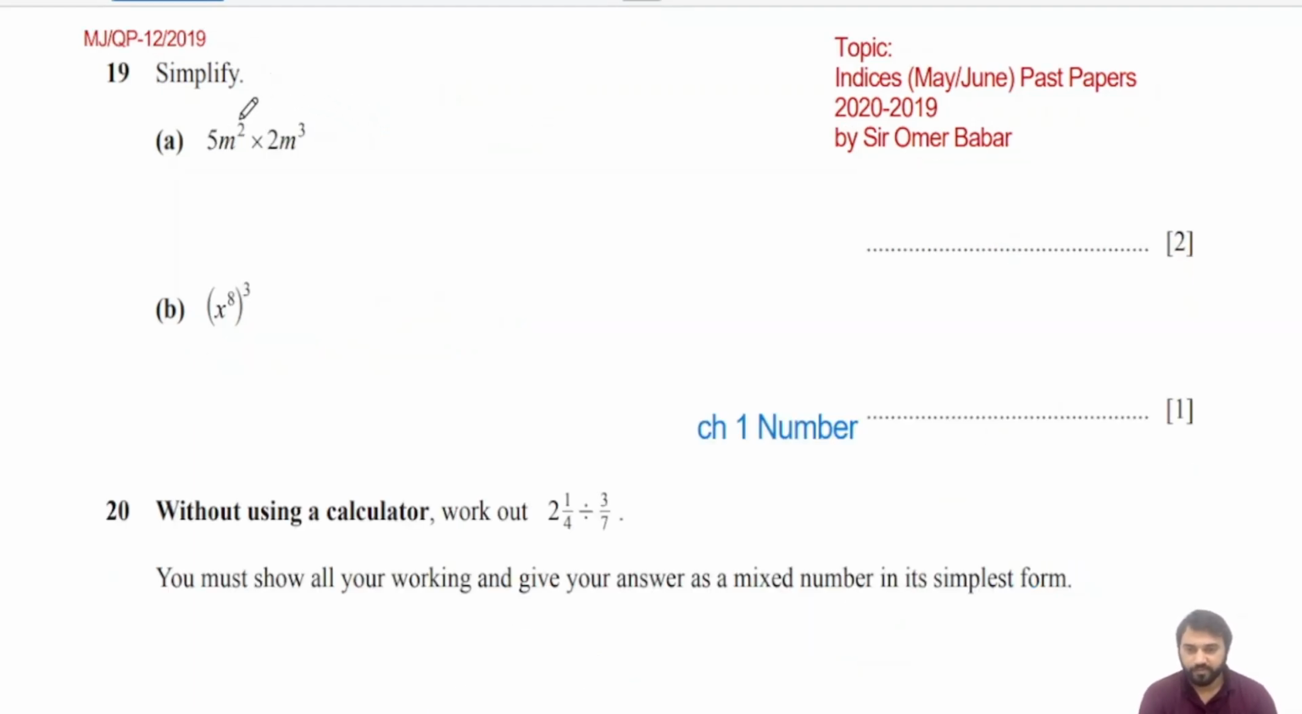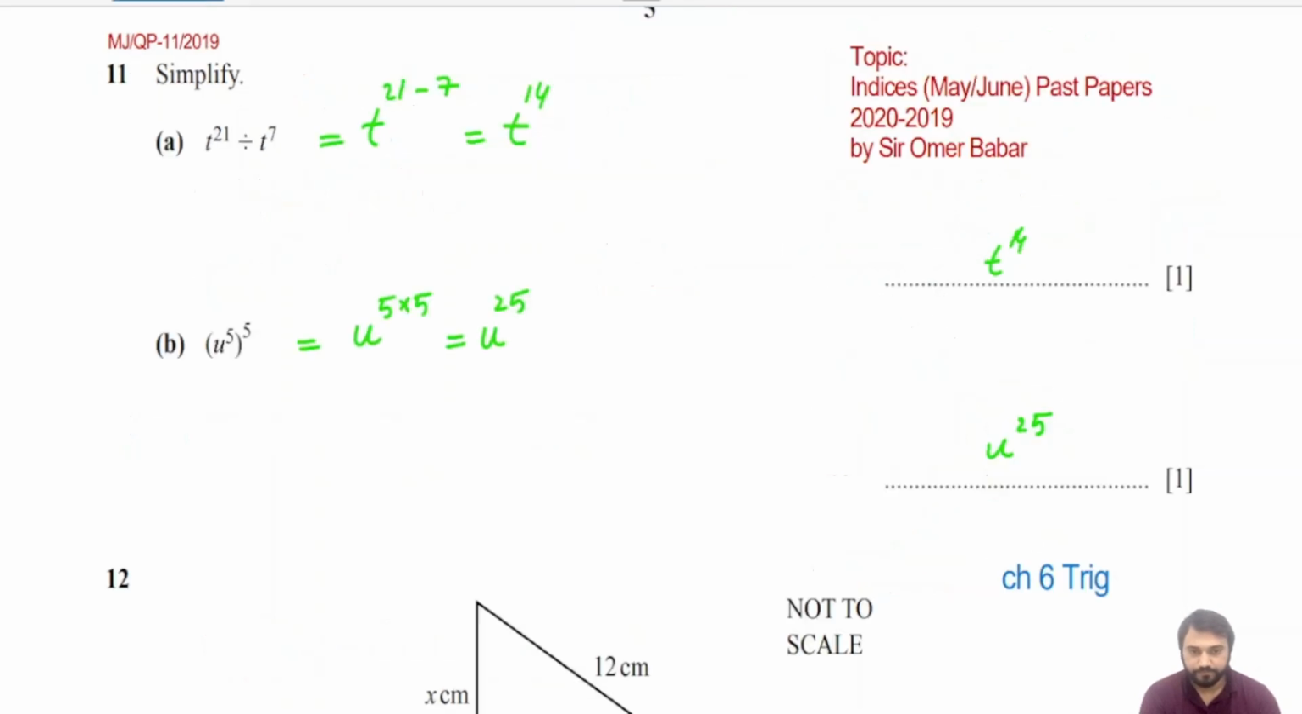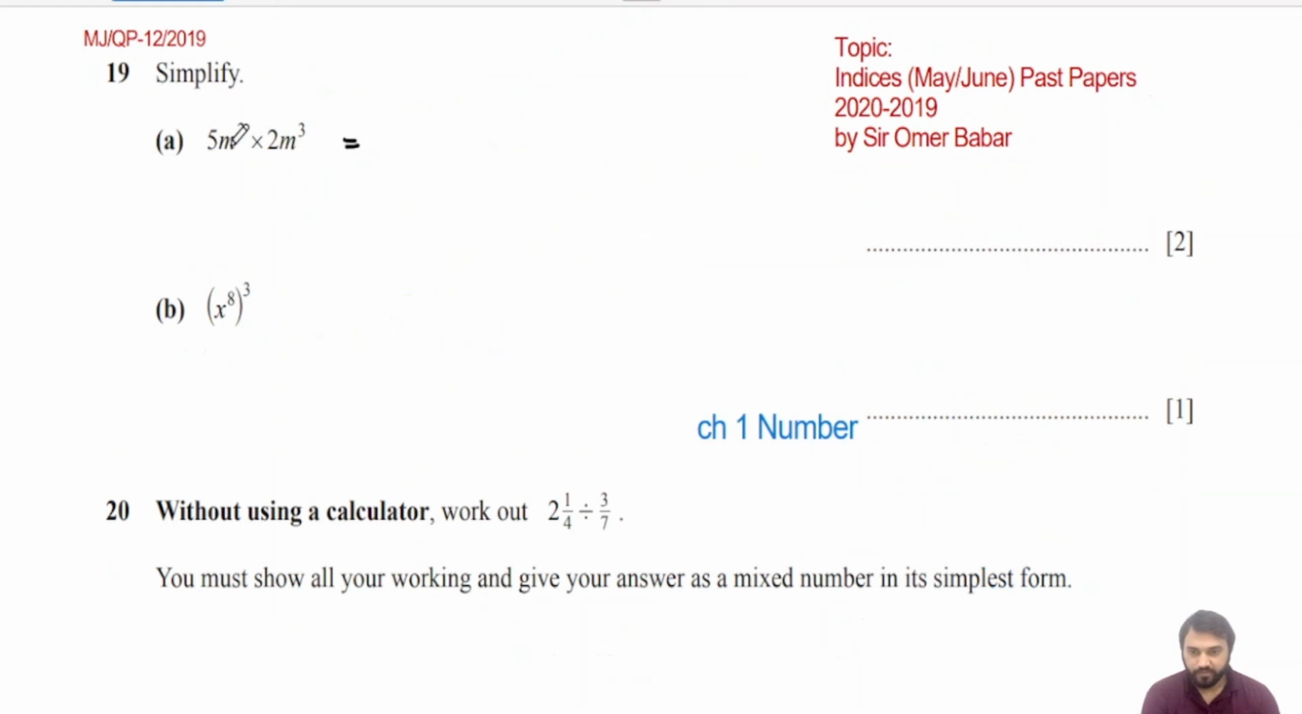Question 19 is simplify 5m square into 2m cube. So this is again a similar question like the first one, and we have to apply the multiplication rules and after that the indices rule. So simplify 5m square into 2m cube. Sign into sign, that will be positive, and coefficient into coefficient, 5 into 2, that is equal to 10, and m square into m cube, we apply the index rule, write m 1 time and add the powers, 2 plus 3, that is equal to 10 m raised to power 5. This is our answer, 10 m raised to power 5.